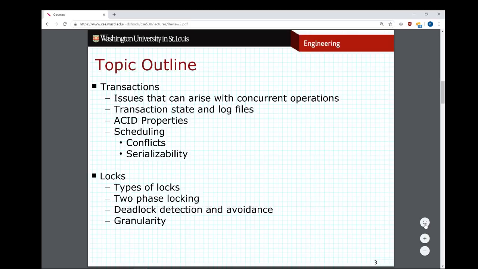Read-write conflict is one. What's the other one? Write-write conflict. Yep. And so when we're scheduling, we're actually trying to create a schedule that is conflict serializable. So what does that actually mean when I say that a schedule is conflict serializable?